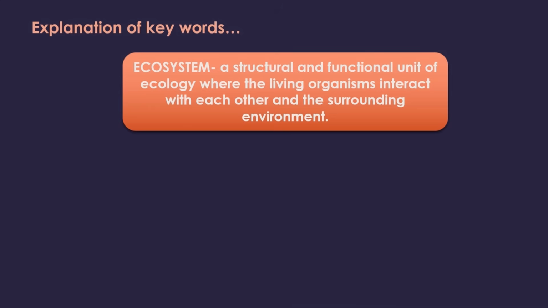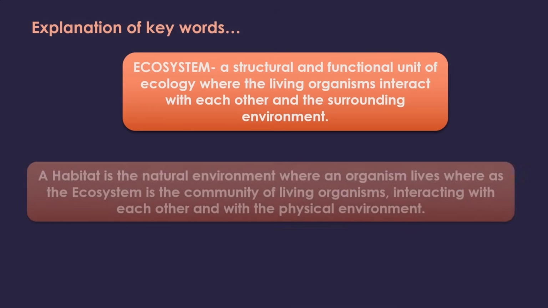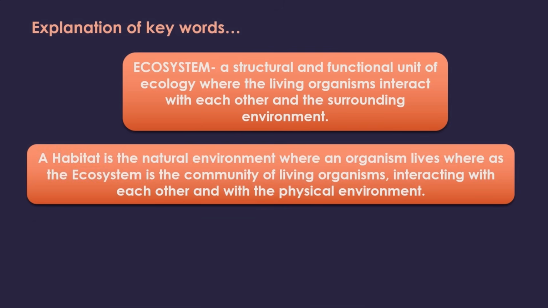Ecosystem. Ecosystem can be defined as a structural and functional unit of ecology where the living organisms interact with each other and the surrounding environment. Students know about habitat, hence we can differentiate habitat and ecosystem also. A habitat is the natural environment where an organism lives, whereas the ecosystem is the community of living organisms.